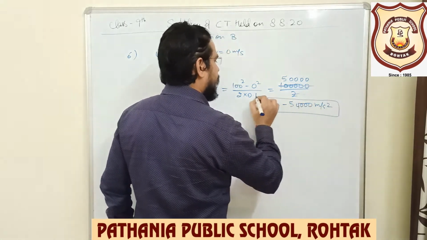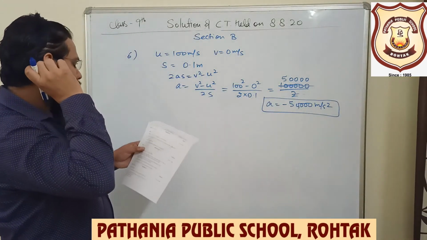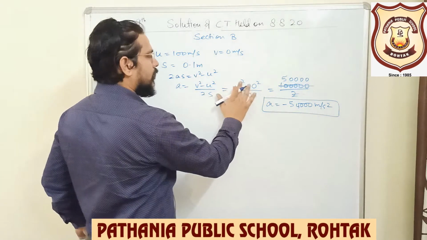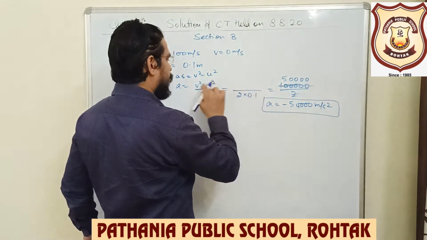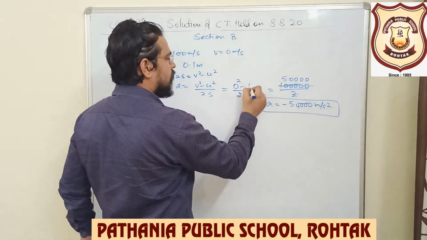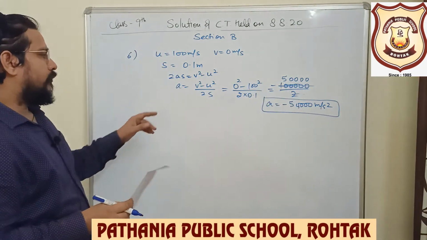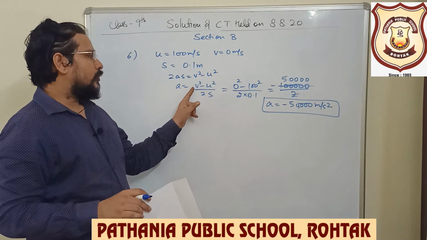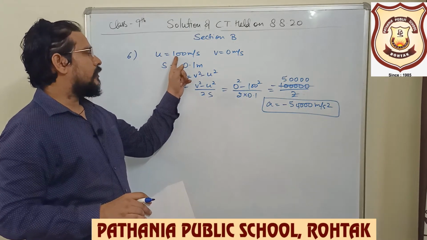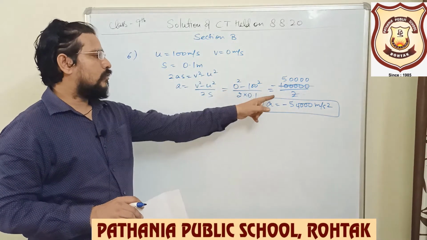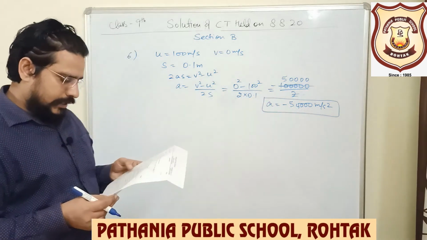Minus sign is indicating the velocity is decreasing. So in this step you will write v, that is final velocity 0, minus u square, that is 100 square. Hence the answer will come in negative. Pardon me for putting u instead of v. Our u is 100 and v is 0, so acceleration is negative, which is indicating retardation.